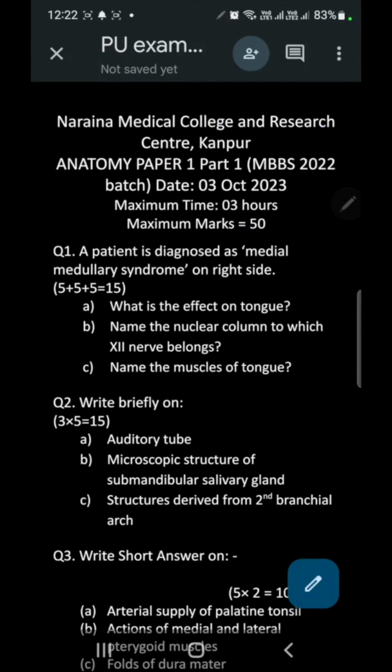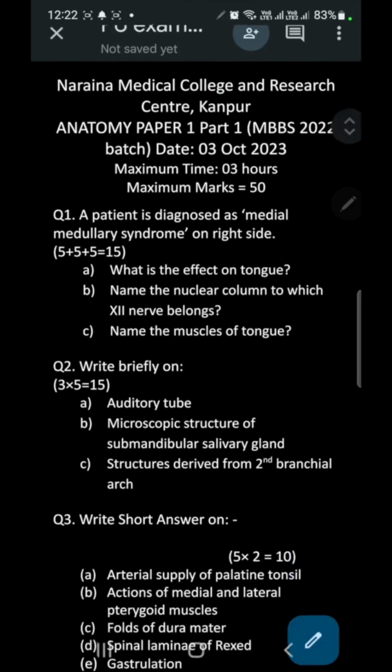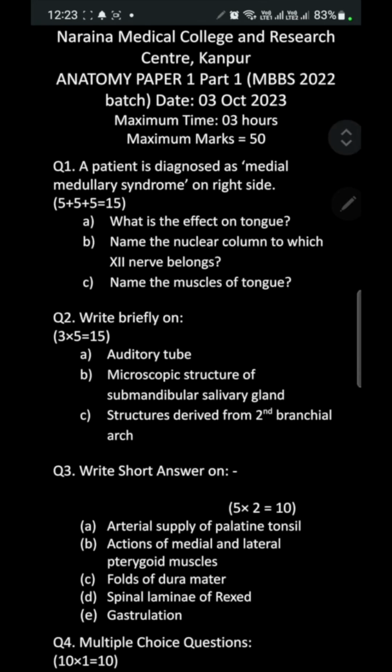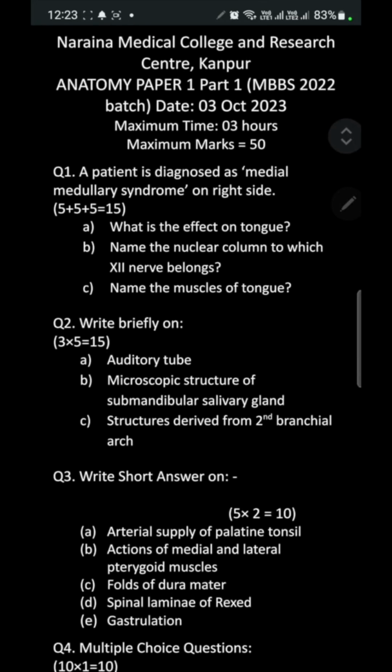Then there was this question number 2, where you have to write briefly upon. There are 3 questions of 5 marks each. Question number 1 here is auditory tube. So you have to write here about the bony, the cartilaginous portion, the orientation, the communications, and the clinical and applied portion. Don't forget to mention about the length of the different structures, right?